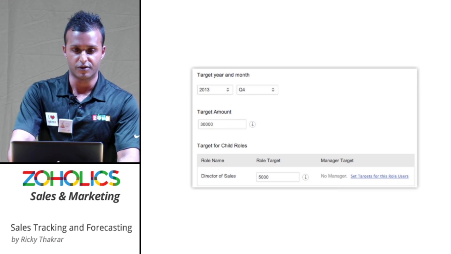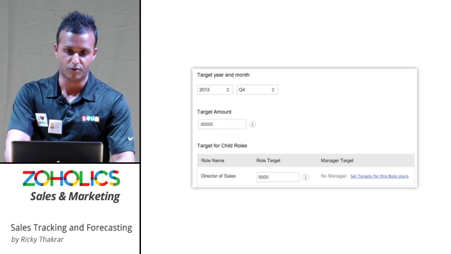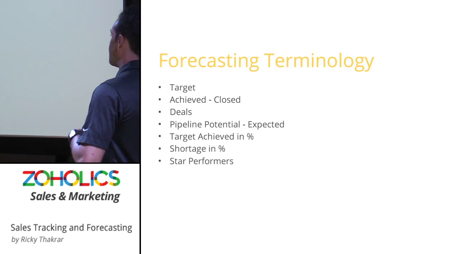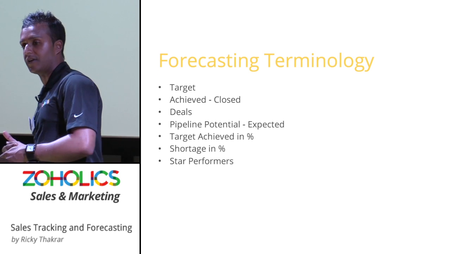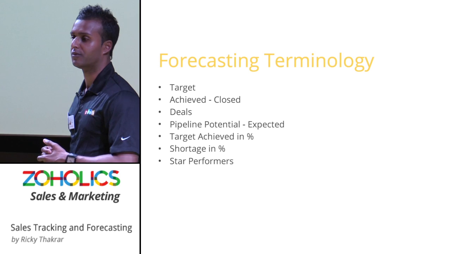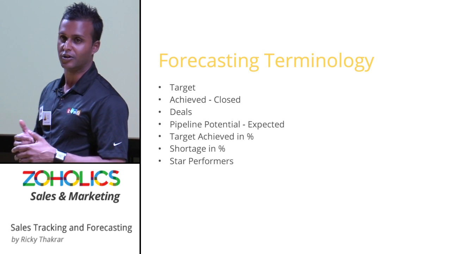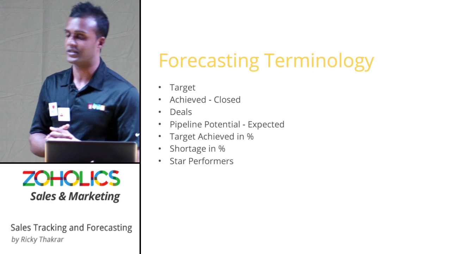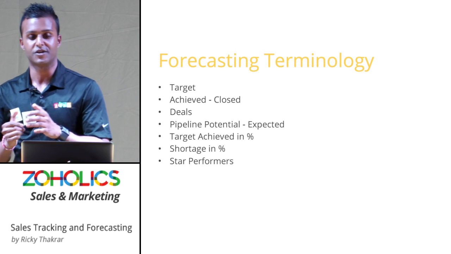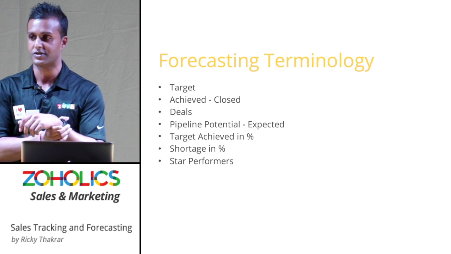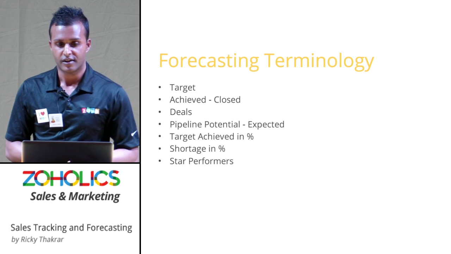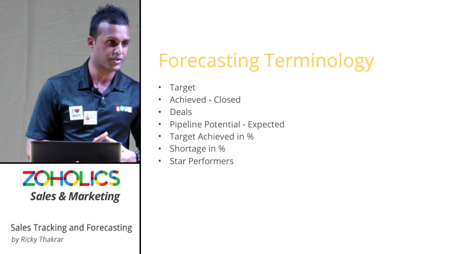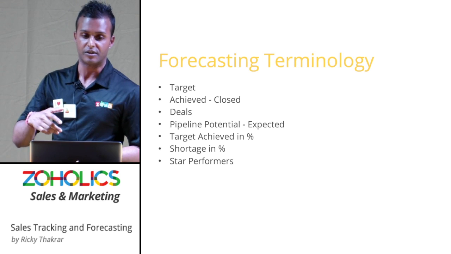Once you set this up, you're going to set your target year and month or year and quarter, the amount, and then for each role, you're also going to set targets. So I'm going to show you what that is as we actually demo the forecast. I want everyone to know the definitions of all these terms because they're going to be used on the forecast report. So your target is commonly known as your quota. Achieved is how much is closed business or closed potentials. Deals are all of the potentials in the pipeline. Pipeline potential is what is expected. So anything that's open that's going to close for the month is going to be included in there. Target achieved in percentage. This is your close rate, basically, your percent to goal that you have achieved. Shortage in percentage is how much you're missing to get to that goal in reference to potentials.